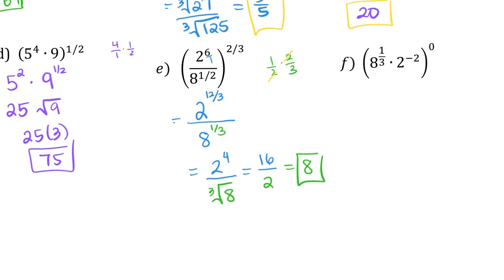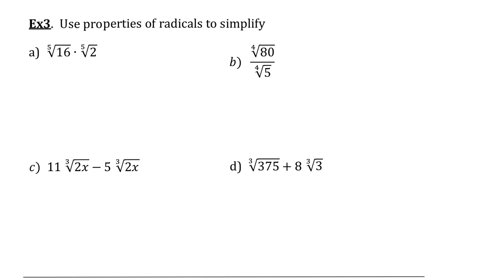Okay, one more exponent. I have the quantity 8 to the 1/3 times 2 to the negative 2, and it's all raised to the 0. Now I can distribute this 0 if I want, but I should recognize that anything to the 0 power is going to equal 1 anyways, and I can save myself the trouble and just write the answer. Now we're going to use properties of radicals to simplify.